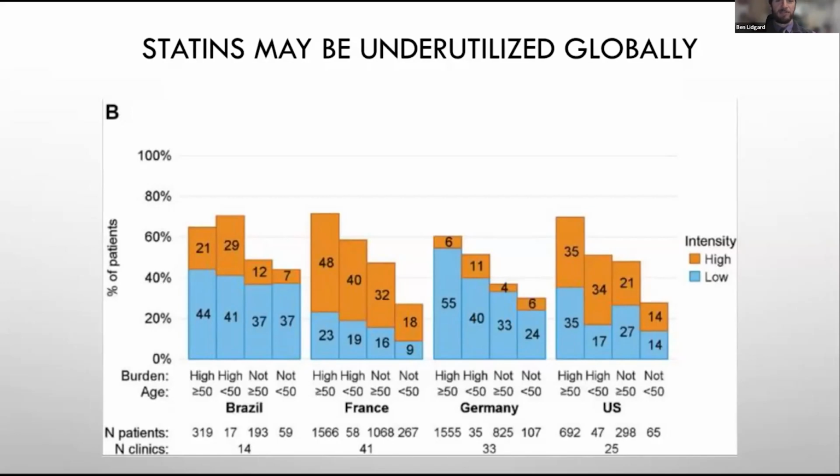I think that the numbers for France and Germany are a little bit low, especially considering the European guidelines, where statin use is recommended in every single one of these patients, because they all have CKD 3A to 5 on dialysis.